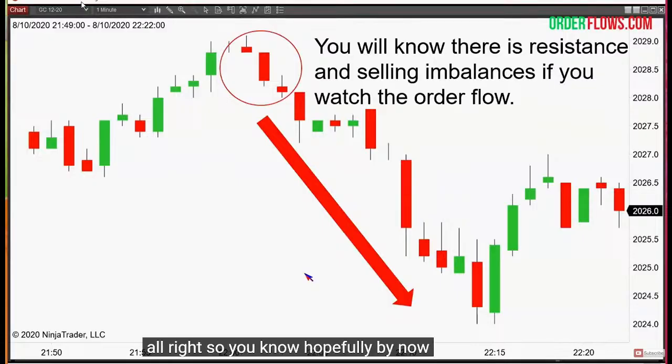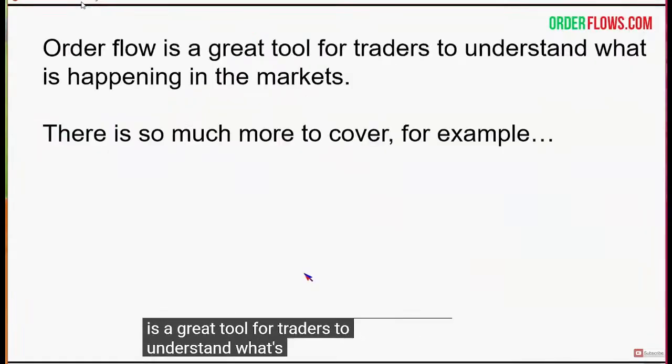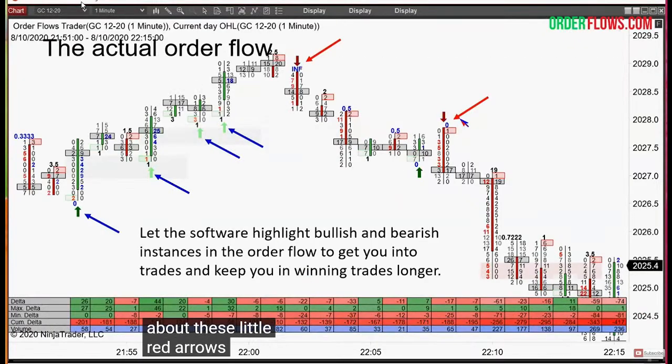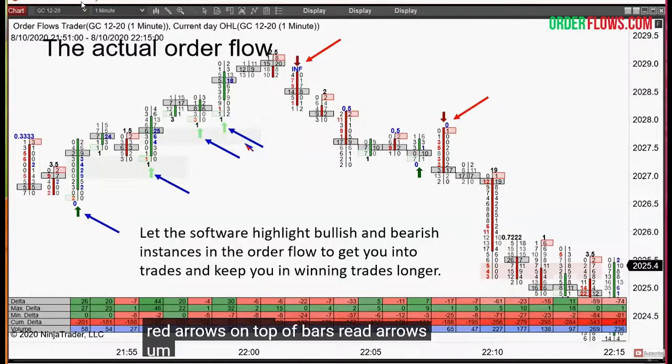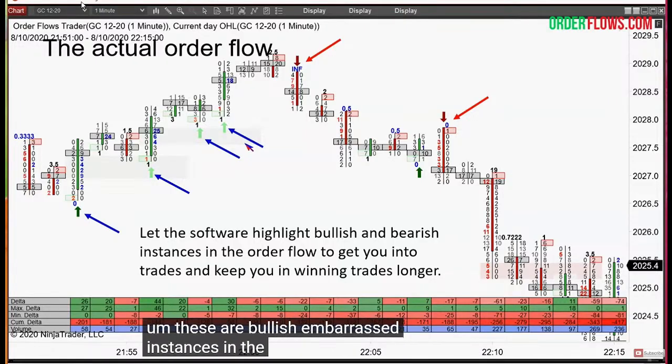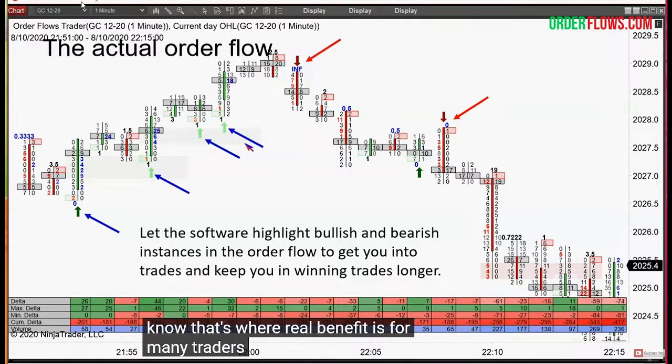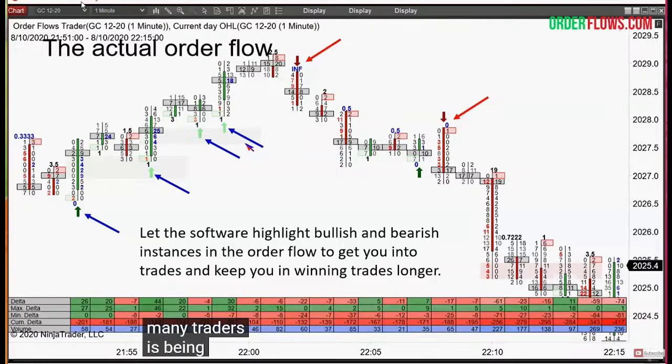All right, so hopefully by now you can understand order flow is a great tool for traders to understand what's happening in the market. And honestly, there's so much more to cover. For example, I didn't even talk about these little red arrows on top of bars, these little green arrows. These are bullish and bearish instances in the order flow to either get you into a trade, or if you're in a trade, keep you in the winning trade longer. That's where the real benefit is for many traders, being able to manage a trade.